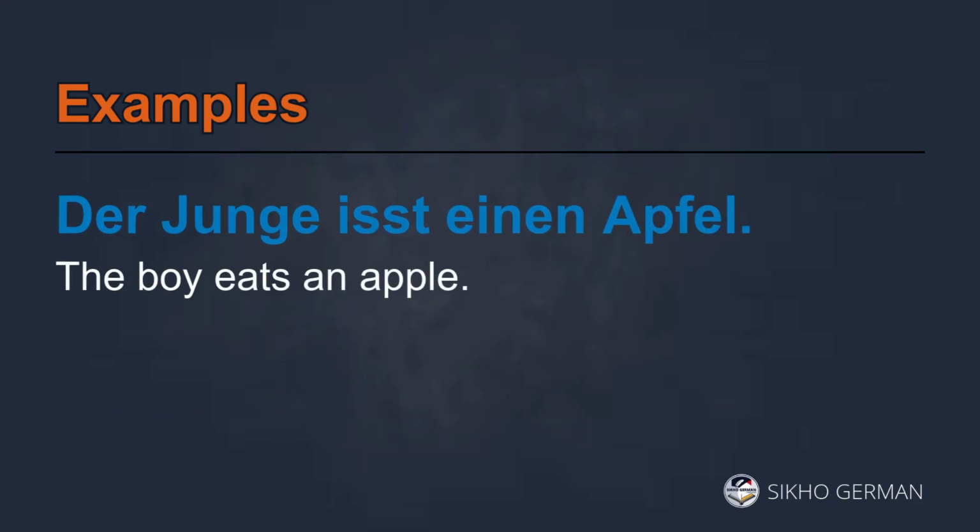Here's another example. Der Junge isst einen Apfel. The boy eats an apple. Der Junge, the boy, is the nominative subject. He's doing the action. Einen Apfel, an apple, is the accusative direct object. It's receiving the action of being eaten. Notice, ein Apfel becomes einen Apfel in accusative.